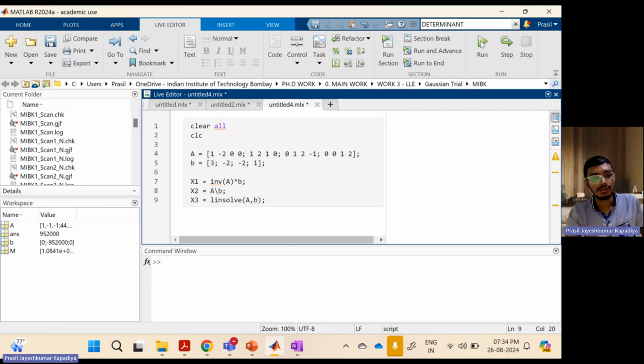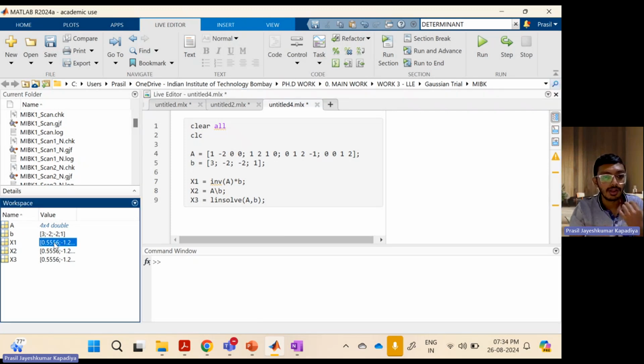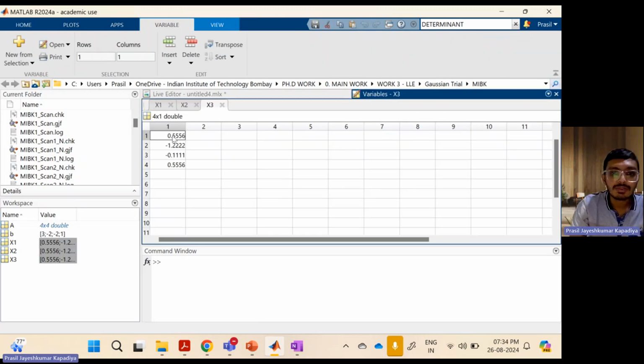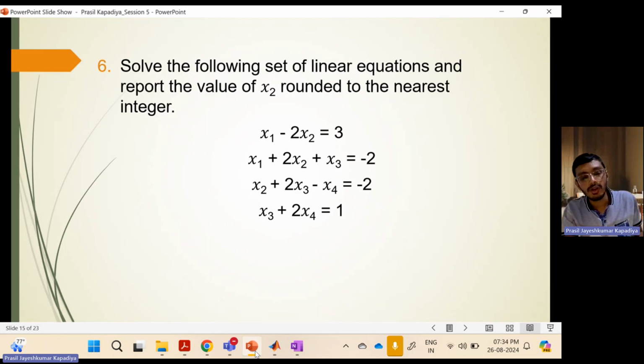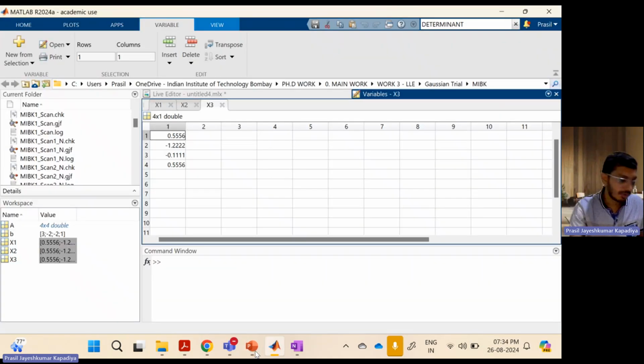So I'm running it. See here, x1, x2, x3. We are getting 0.5556, minus 1.22, minus 0.11, 0.55. The same answer we are getting from all these methods. So what we are supposed to say, x2 rounded to the nearest digit. That is minus 1.2, and the nearest digit is minus 1.